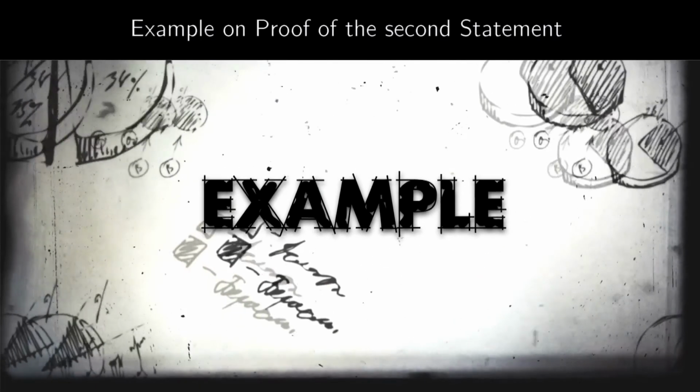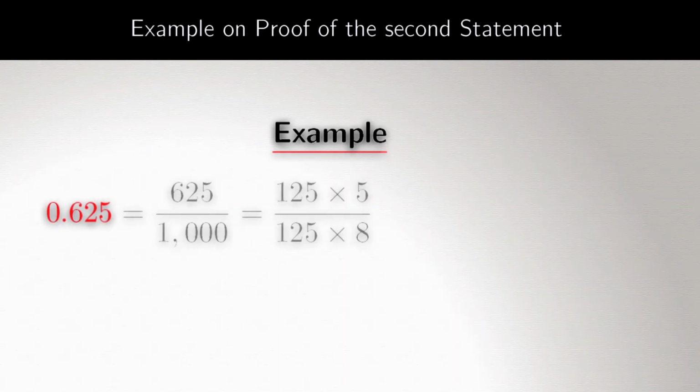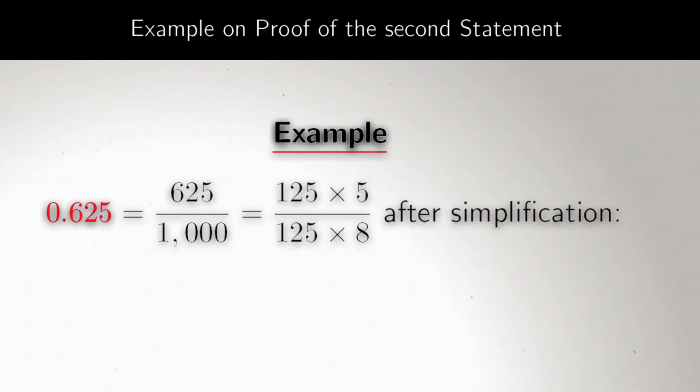To illustrate this statement, we will take as an example 0.625, which is a fraction less than 1, and it has a terminating decimal representation. It is equal to 625 divided by 1000, which after simplification is equal to 5 divided by 8, a ratio of two integers.